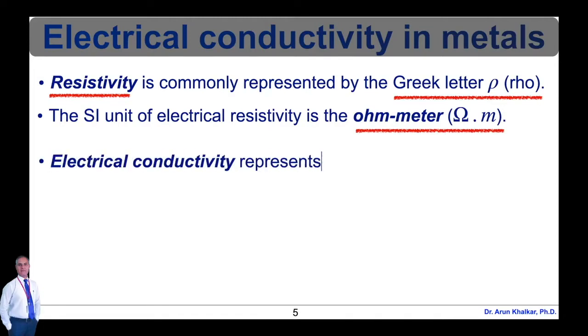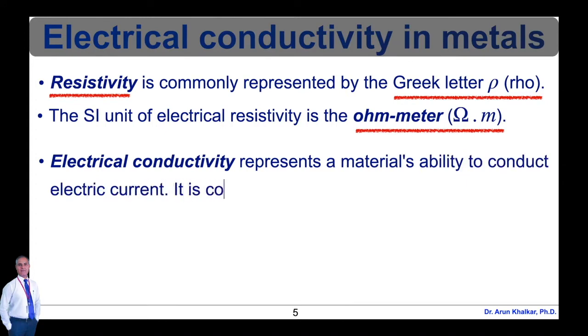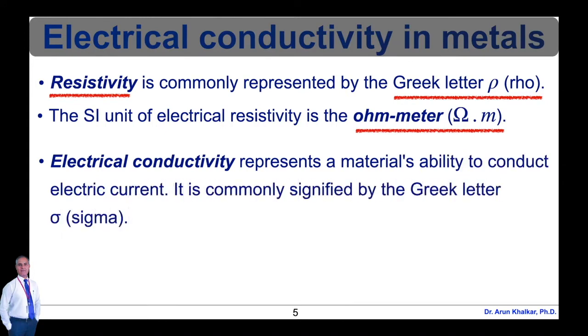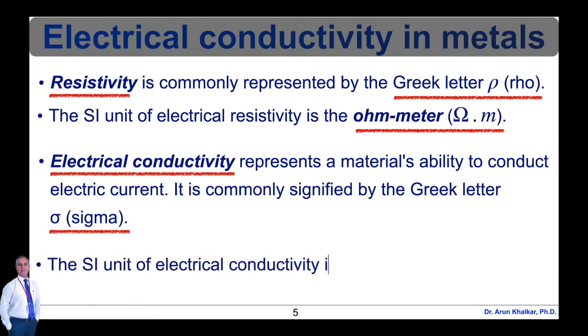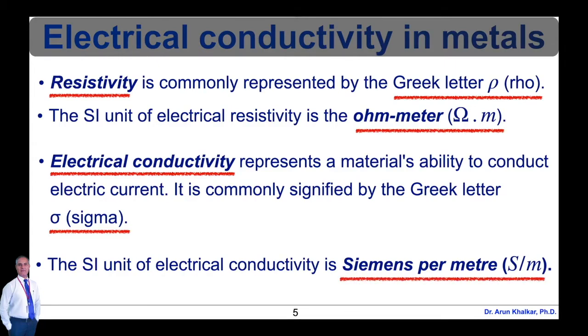Electrical conductivity or specific conductance is the reciprocal of electrical resistivity. It represents a material's ability to conduct electric current. It is commonly signified by the Greek letter sigma, but kappa, especially in electrical engineering, and gamma are sometimes used. The SI unit of electrical conductivity is Siemens per meter. The notation used for the Siemens is capital S.